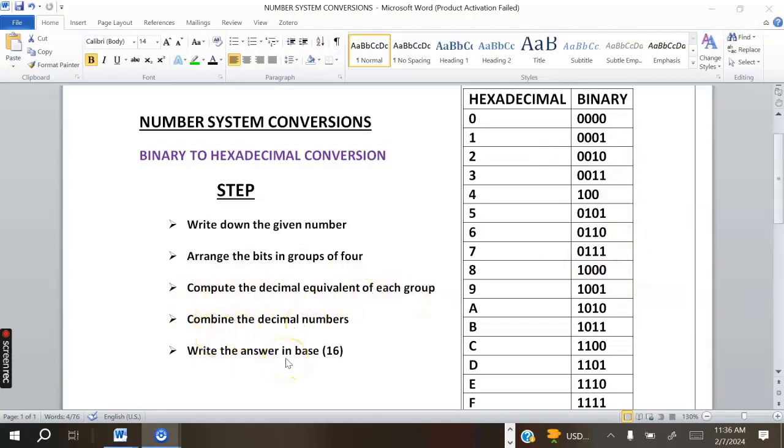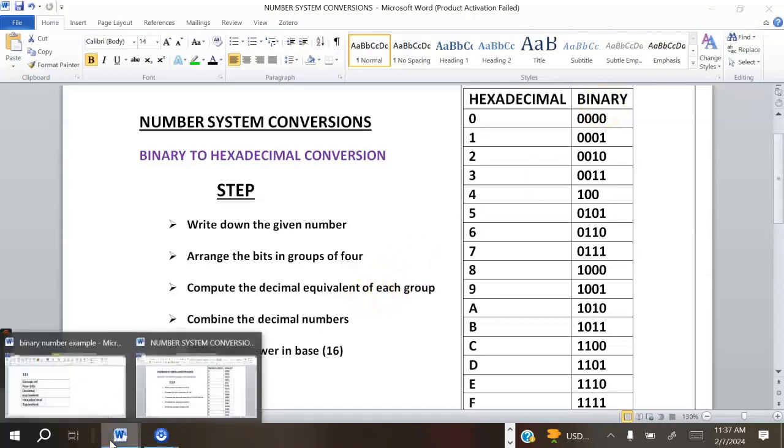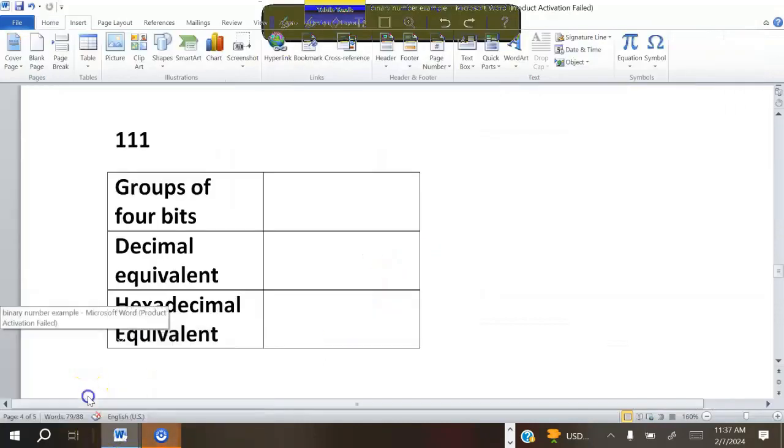And lastly, you give your answer in base 16, because from 0 to F, we have 16 numbers. That's why for binary, there are always 2, so we always have base 2. Okay, let's dive directly into our example.